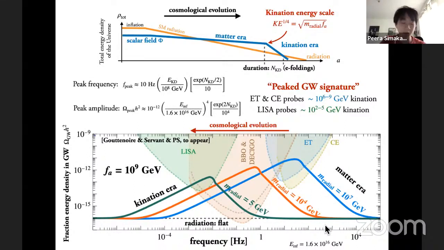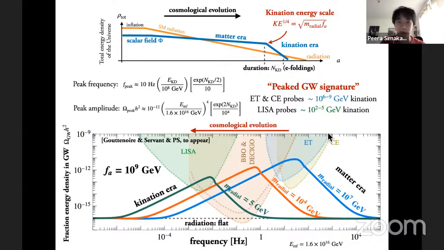So basically, this modified cosmic history will generate the peaked gravitational wave spectrum that has an interesting shape and could be observed in the future observatories. And from the peak here, we can read off from its frequencies the kination energy scale and the duration of kination. And the peak amplitude will get more and more amplified due to a longer and longer kination era. Okay, so now I only show you the spectrum for some particular value of the energy scale of kination and duration.